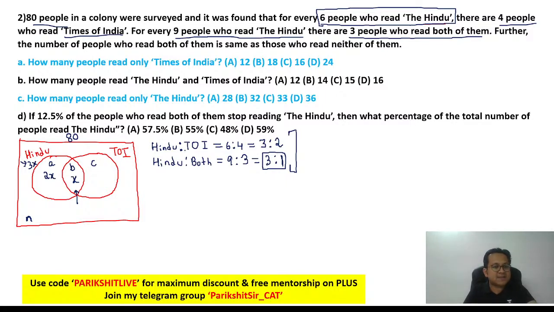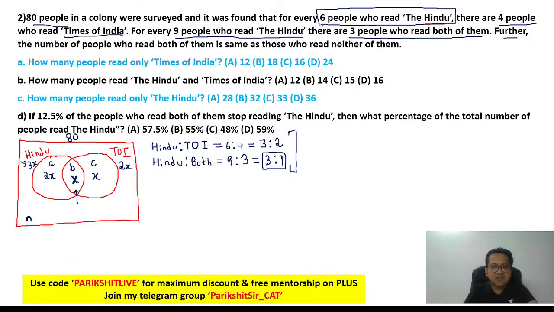Awesome. And next they say Hindu to Times of India is 3 is to 2. So if Hindu is 3X, Times of India is going to be 2X. Remember, they are not saying Times of India only. If they had said Times of India only, I would have said C. But they are saying Times of India, so it's an entire circle. The entire circle is 2X and B is X. So what is C? C is going to be 2X minus X, which is X. Awesome. I think we are almost done.